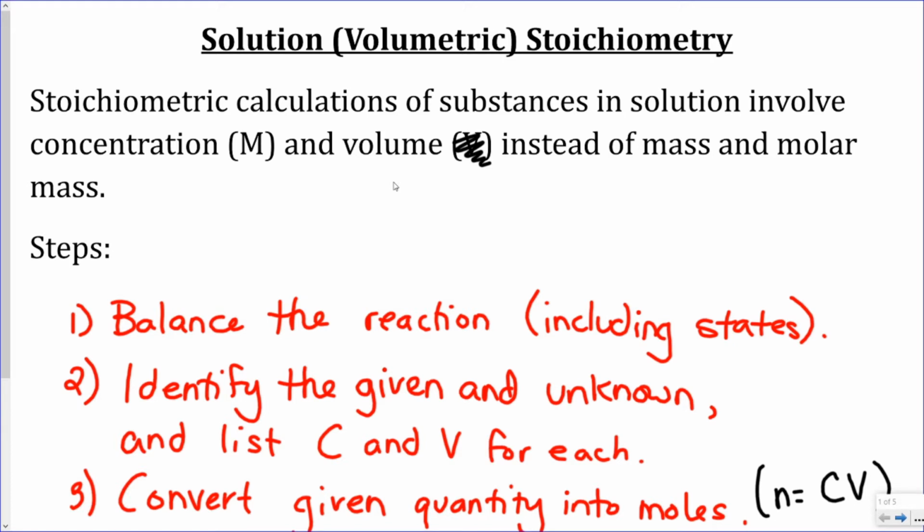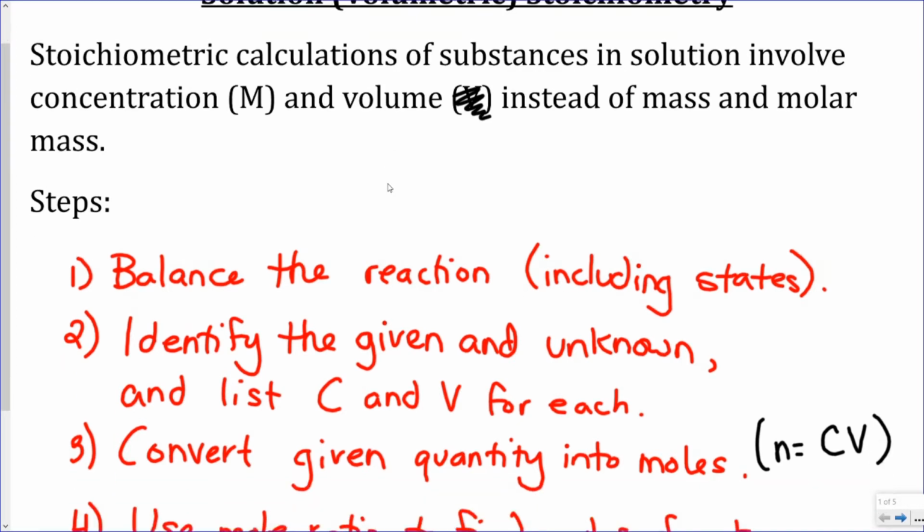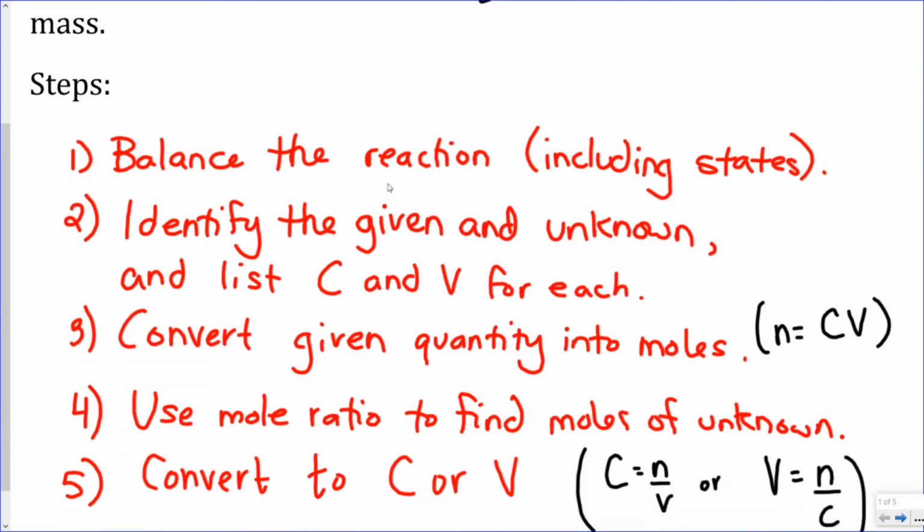So let's scroll down here for these steps. So number one, balance the reaction including states. That is still the exact same thing we were doing before. Number two, identify the given and unknown, same as what we were doing with gravimetric. However, we're going to list C and V for each of these. So those are our variables that we are using, C for concentration, V for volume.